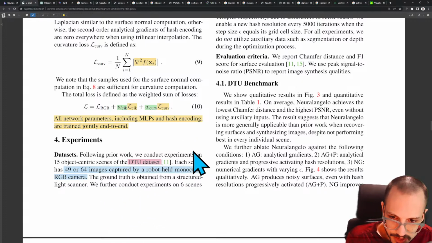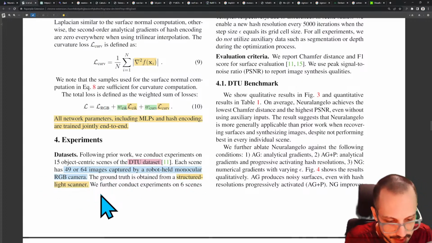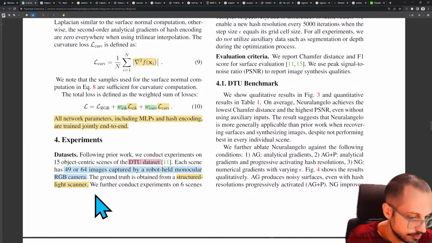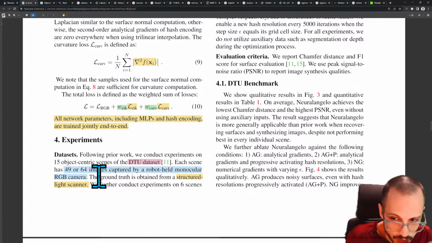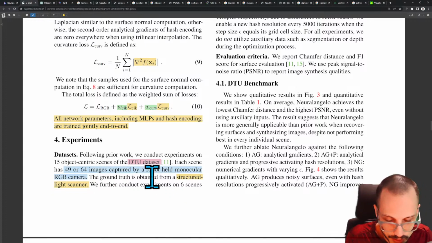The ground truth is obtained from a structured light scanner. Okay, so if you have an explicit depth sensor like a structured light scanner, you can use traditional photogrammetry techniques to get the surface of the object, and they're going to call this ground truth, even though really it's not ground truth, right? It's an approximation of ground truth based on a different approach.